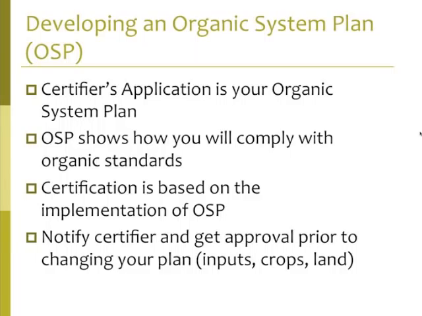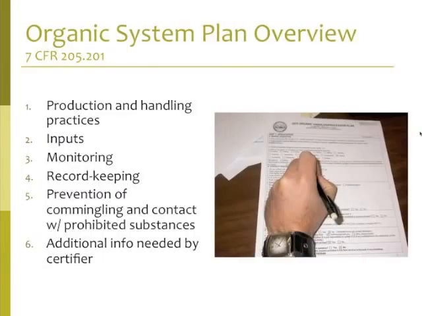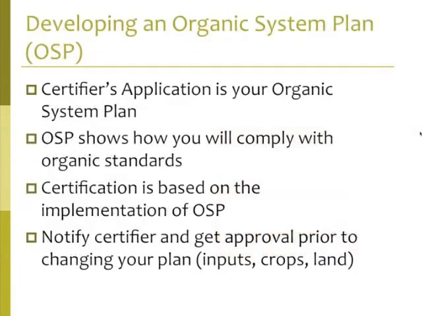All the certifiers have designed their applications to cover everything that is required in the regulation to be part of an Organic System Plan. And the plan covers not just what you've done in the past, but how you operate in the future. And then your certification is based on the implementation of that Organic System Plan. And because your certification is based on your plan, that means that if you're going to change how you do things on your farm, you would need to notify your certifier of any changes that you make and get approval for those changes, because it's the document on which your certification is based.